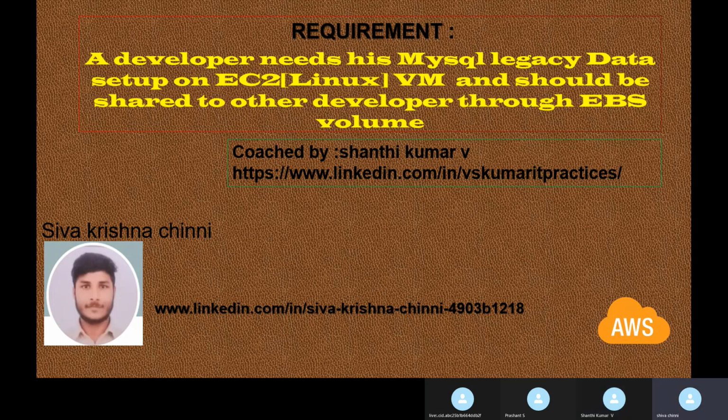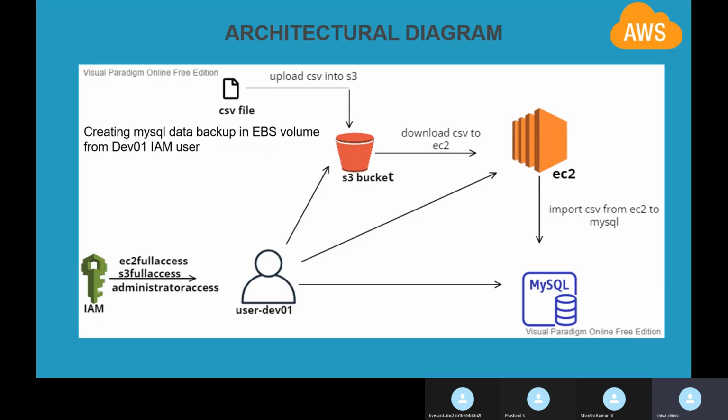So first of all, we need to discuss our requirement, and then we'll go one by one. The requirement is all about a developer needing his MySQL legacy data set up on an EC2 Linux VM, and it should be shared to another developer through an EBS volume. This is our requirement, and we need to do it task by task. Let's get into another slide.